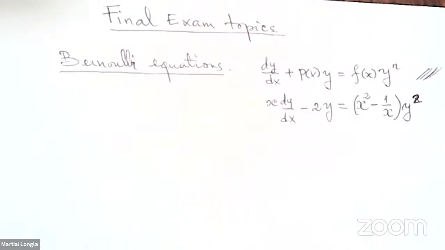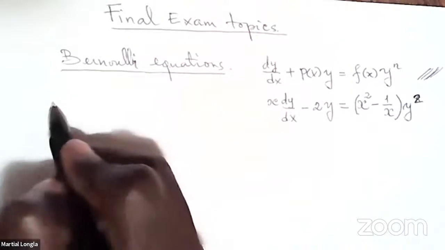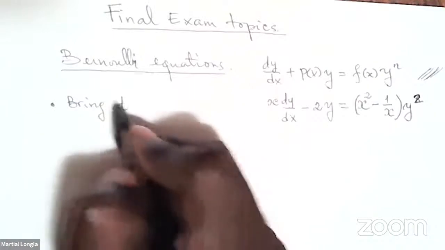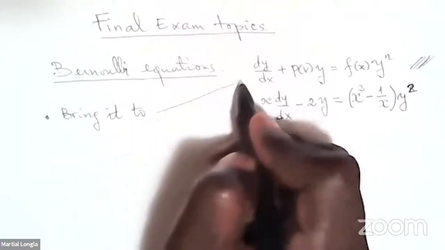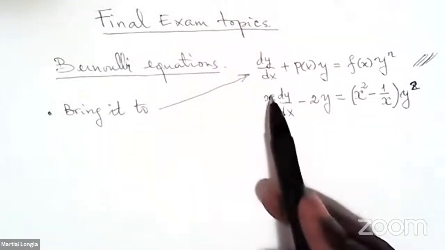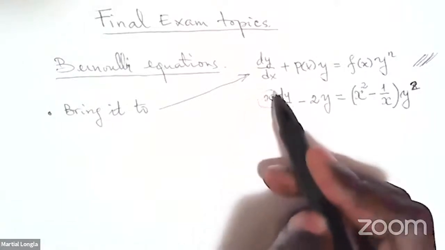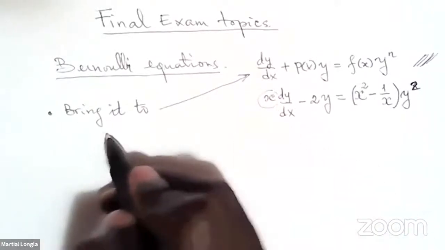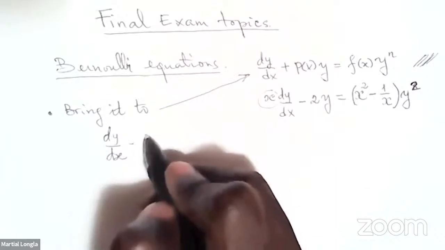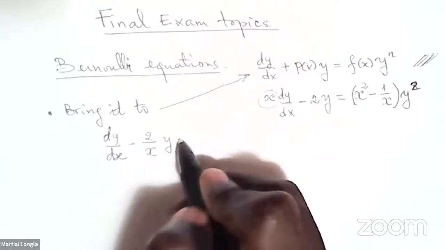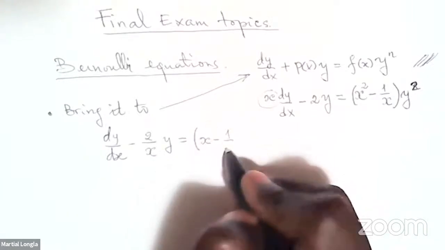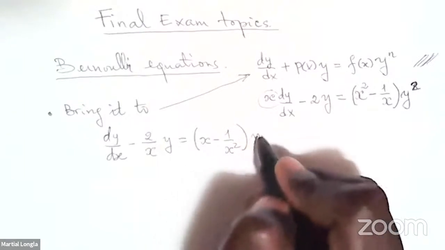So anytime you have such an equation, the first thing to do is bring it to the standard form. You do that by dividing the entire equation by the coefficient of the first derivative. So in this case, we will have dy/dx - (2/x)y = ((x^2 - 1)/x^2) y^2, since dividing by x gives x minus 1 over x squared.